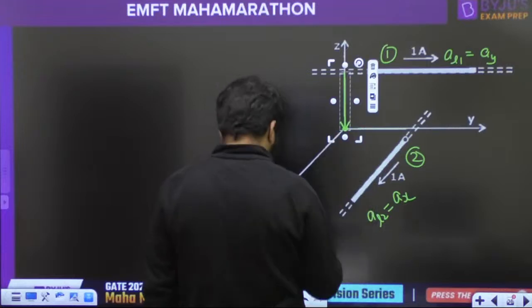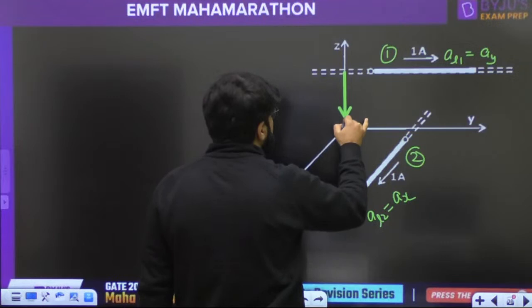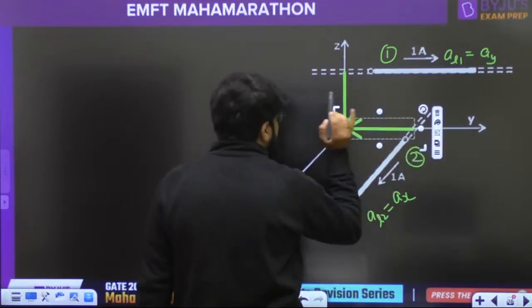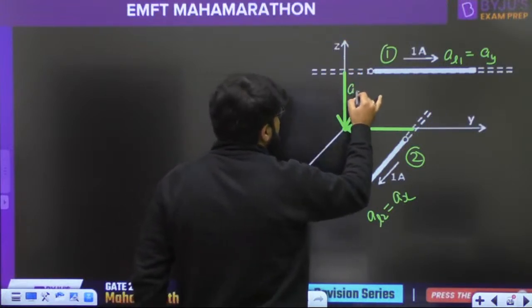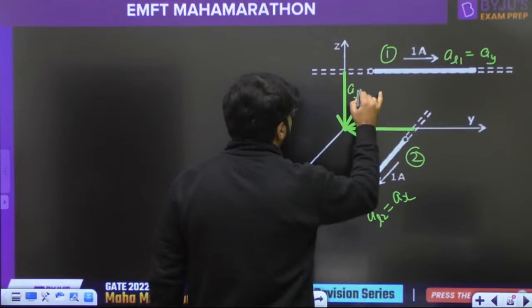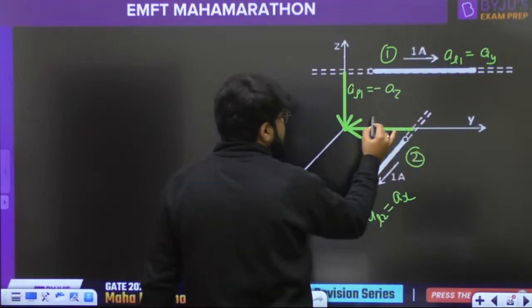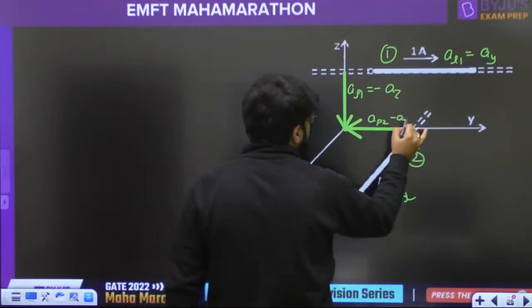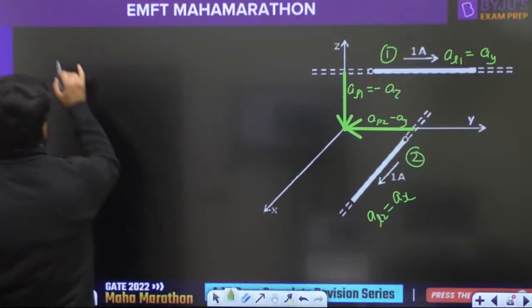Let us draw the perpendicular from the axis of the first wire to the point of observation and from the axis of the second wire to the point of observation. This is known as the A rho 1, perpendicular direction, that is pointing in the minus Z direction, and this is the A rho 2, perpendicular for the second wire, which goes in the minus Y direction. Okay, now I have a very simple answer.